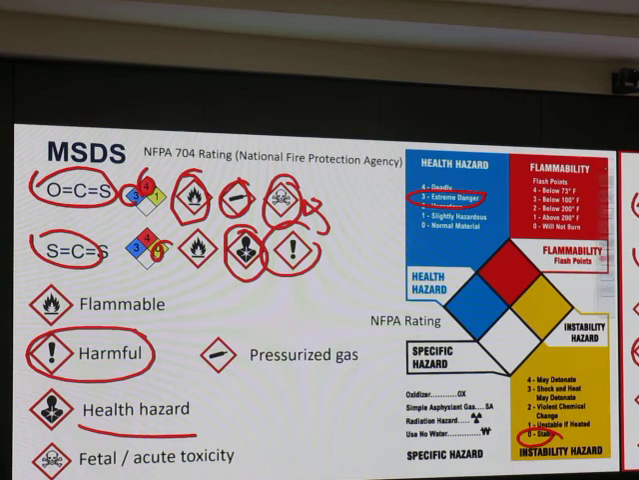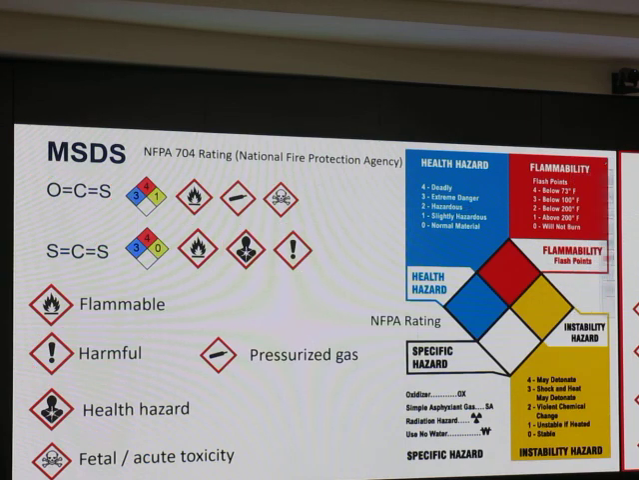So for flammability, if it says 3, it means flash point is below 100 Fahrenheit. If it says 4, flash point is below 73 Fahrenheit. So it has a low flash point, it's easy to catch fire. Blue is health hazard, red is flammability.